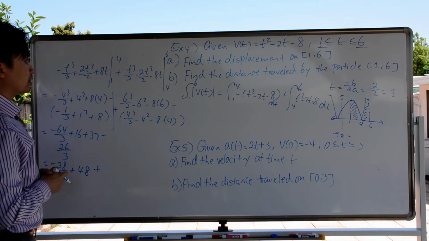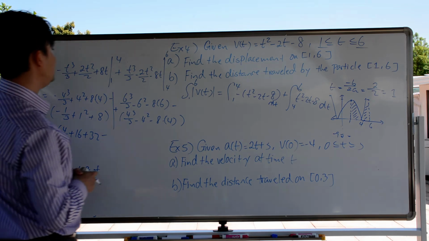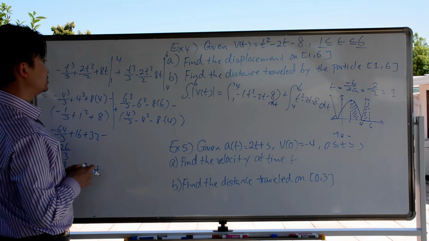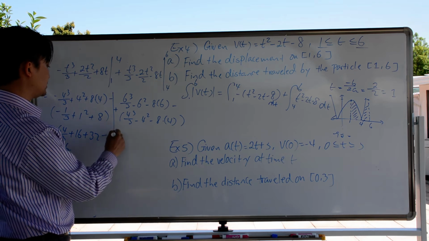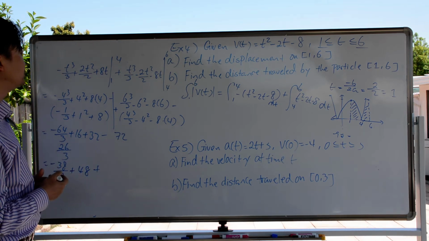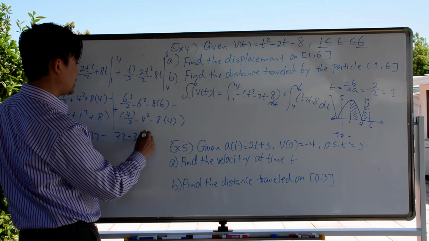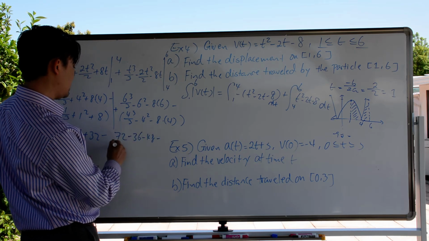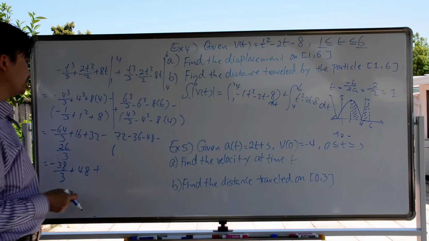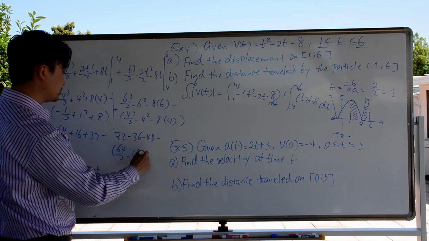So 6 to the power of 3. Okay, so that would be considered 216 over 3, 216 over 3, 72. Minus 36 minus 48. Then subtract this whole quantity. So 4 to the power of 3: 64 over 3 minus 16 minus 32.